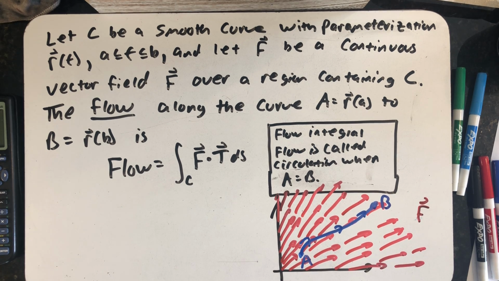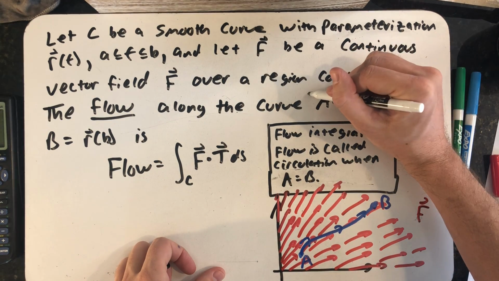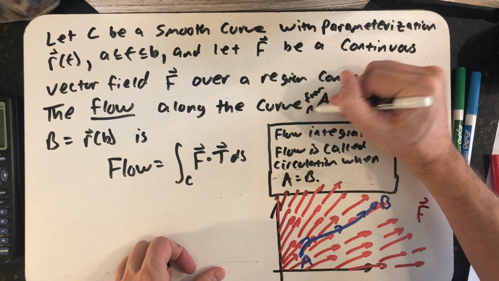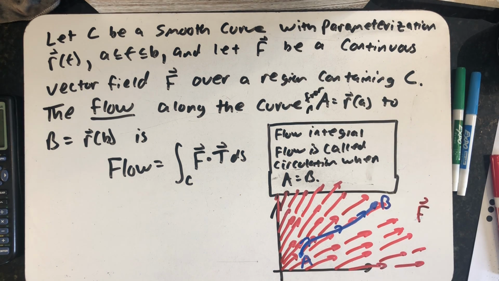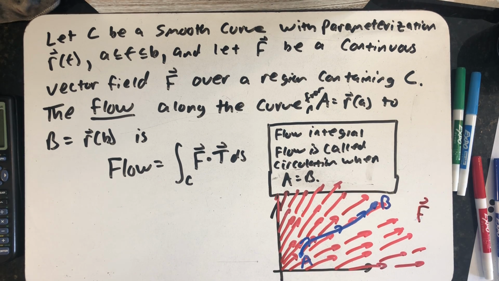The flow along the curve from A equals r(a) to B, which is r(b), and here we see flow is a path integral through this vector field. So we start at A and go to B. We call this flow. And I guess the conversation to have is, what is this measuring?